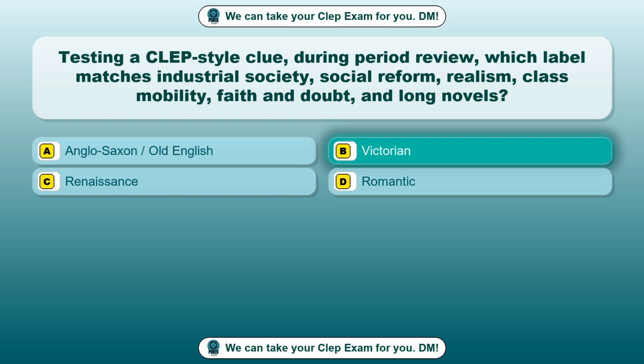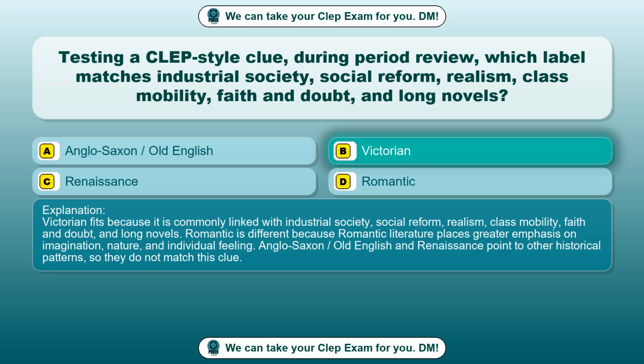Victorian. Victorian fits because it is commonly linked with industrial society, social reform, realism, class mobility, faith and doubt, and long novels. Romantic is different because romantic literature places greater emphasis on imagination, nature, and individual feeling. Anglo-Saxon/Old English and Renaissance point to other historical patterns, so they do not match this clue.